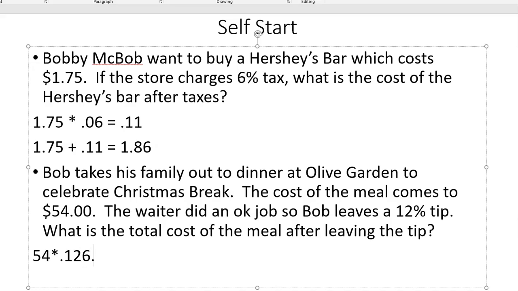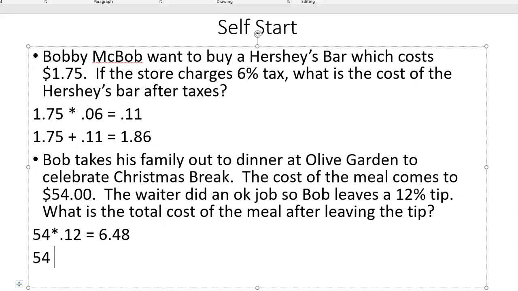is $6.48. So then, to find the total, I do 54 plus $6.48 gives me $60.48.